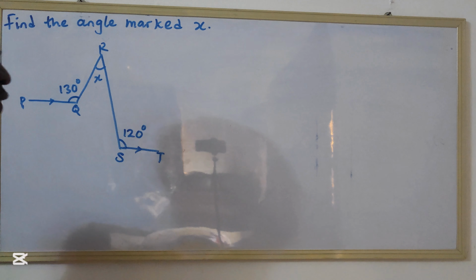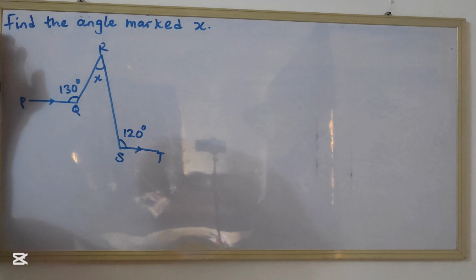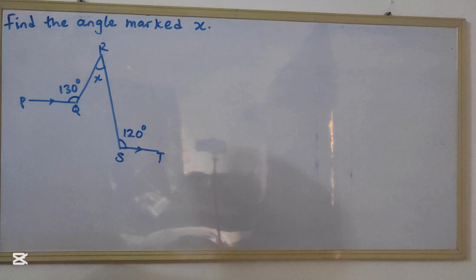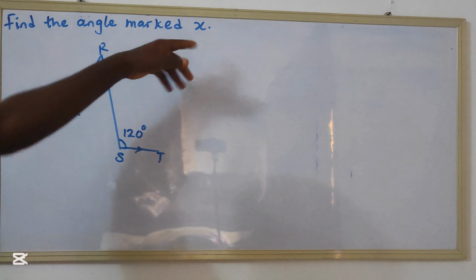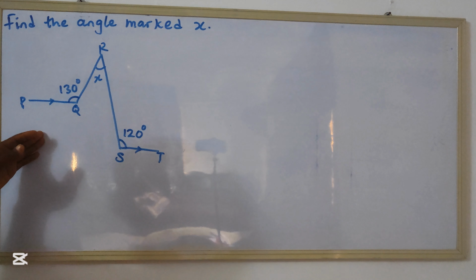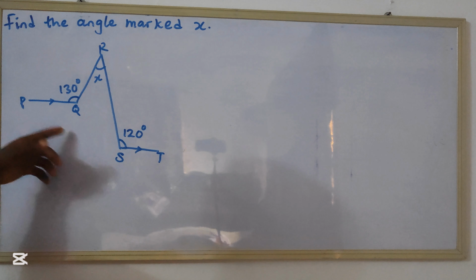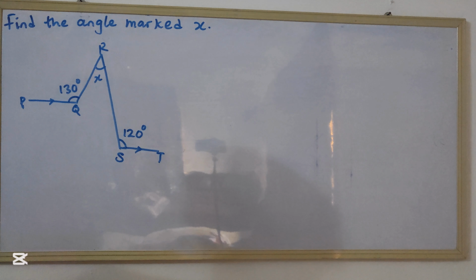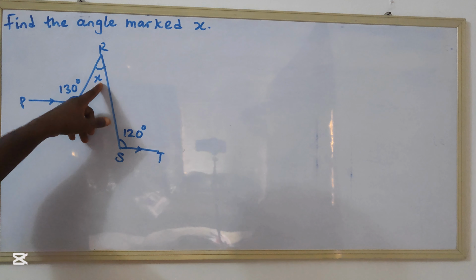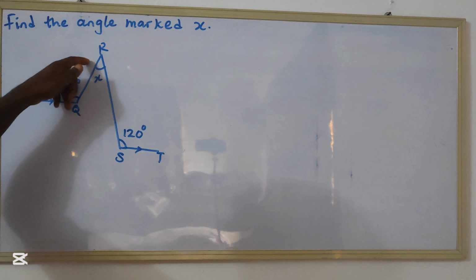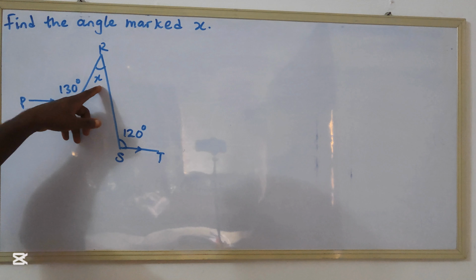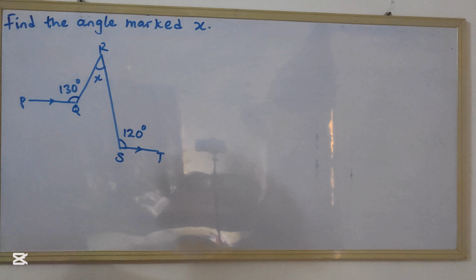In this video, I'll be solving this question under the topic plane geometry. So we have to find the angle marked x in this diagram. The diagram is labeled PQRST. So x is this point here. x is representing the angle at this point. So we want to find the size of this angle at this point.